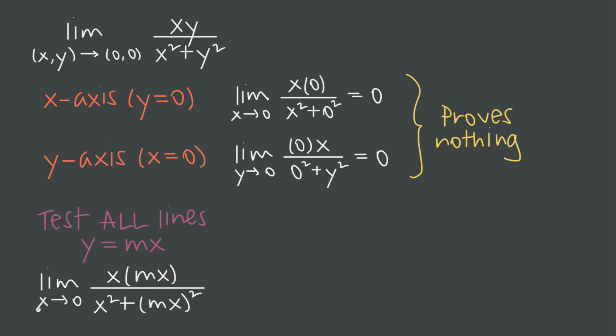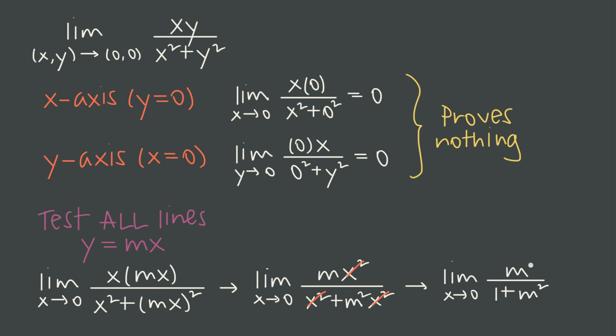That means we're left with just the limit as x goes to 0, and we sub mx for every y in our function. When we do that, we can simplify the function here to mx squared divided by x squared plus m squared x squared, and we see that we can cancel an x squared from every term in the function. That leaves us with just the limit of m divided by 1 plus m squared. Because there are no x variables left in the function, the limit as x goes to 0 has no effect on the expression, which means that this original limit for every line is dictated by this value m divided by 1 plus m squared.